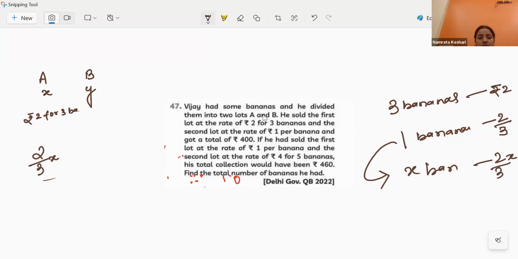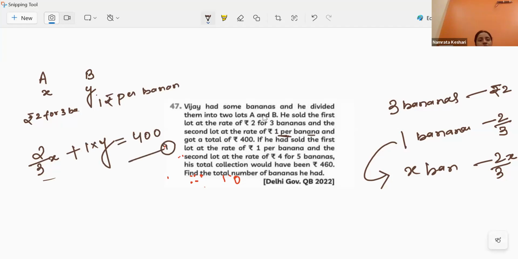Next, he sold the first lot as this one and the second lot at a rate of 1 rupee per banana. So y bananas are there, so it will be 1 into y, right? Here it is 1 rupee per banana. So 5 bananas, 1 into 5, 6 bananas, 1 into 6, y bananas, 1 into y. That will be the price. And the total price became 400. Is it clear, the first equation, to both of you? Yes, ma'am.